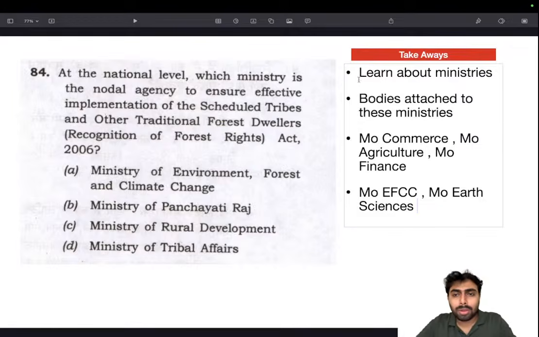I mean, don't go through their website and learn about the whole ministry. No, that's not what you should be doing. You should know some, for example, the National Groundwater Authority belonging to which ministry and under which act, things like that you need to know.